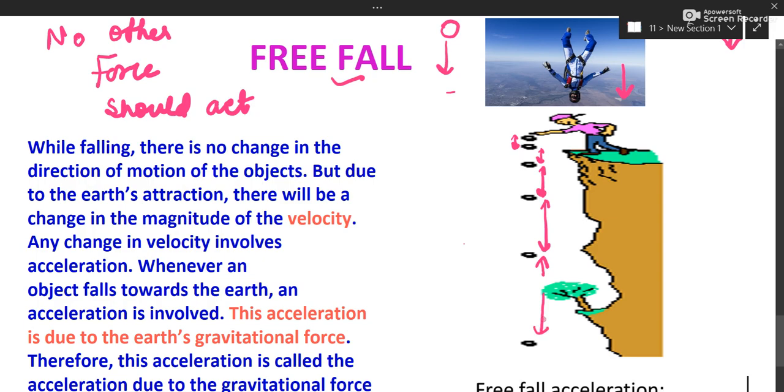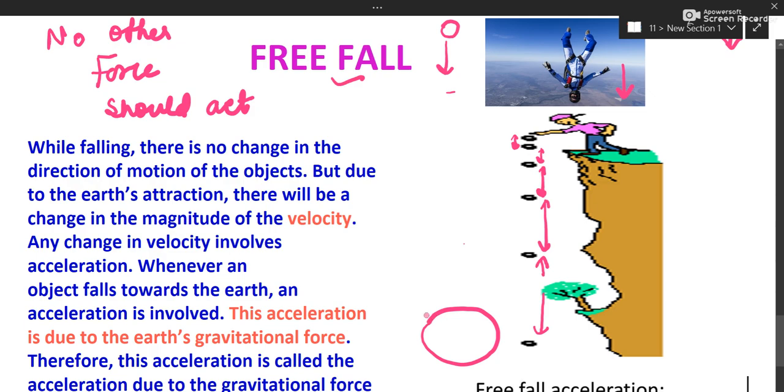It means its speed is continuously increasing. Its velocity is continuously increasing. Direction is the same, that it is coming down, but the distance traveled is greater in the same time. That means speed is increasing. And the increase of speed means there is some acceleration. And who is the cause of the acceleration? The Earth.